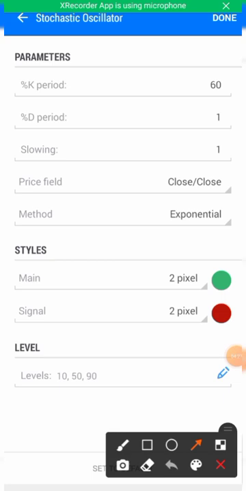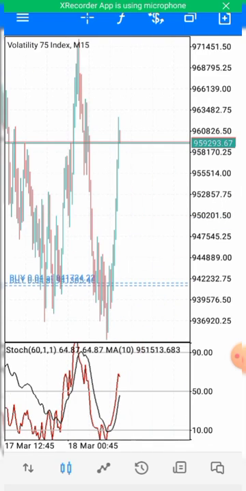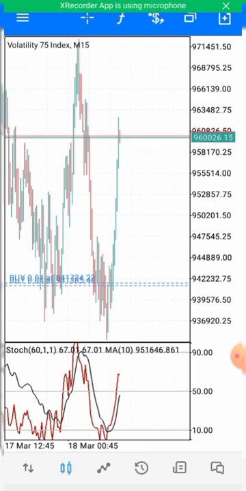You click done, and then you can now see how this is displayed on your chart. You can now see the indicator in the area where you have the indicator window.